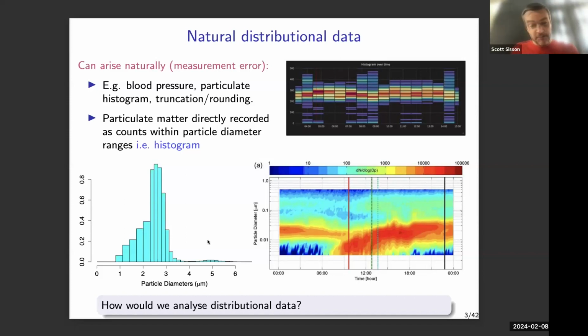atmosphere. Now, of course, this distribution changes over time, and the plot on the bottom right there with the multicolored one basically shows you how this distribution is evolving over time. So there's time on the x-axis and particle diameter on the y-axis. And if you look at the big red line going down there, that's a slice at a particular time point, and that corresponds to the distribution that we can see on the left-hand side there. So we've got data which is distribution, it's changing over the time, and we would like to model these data. So the question is, given this, how would we analyze this kind of data?